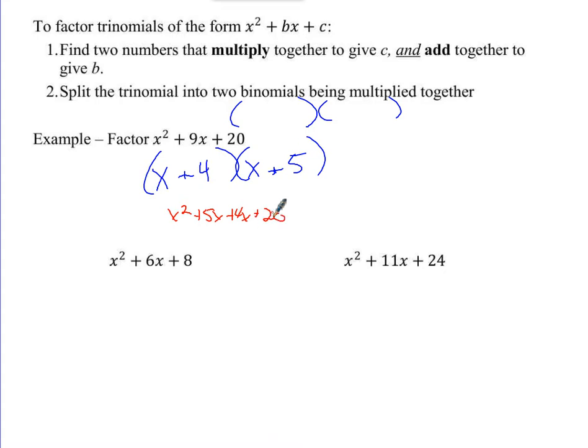And when I combine like terms, will I get what I had in the first place? Yes, I will. x squared plus 9x plus 20 is what you started with, which makes this the correct answer.